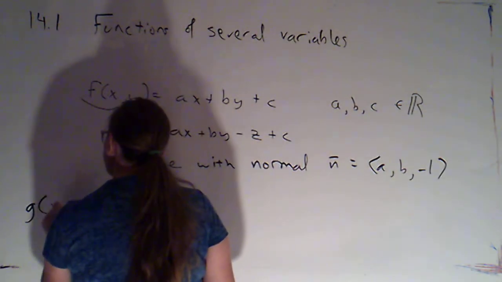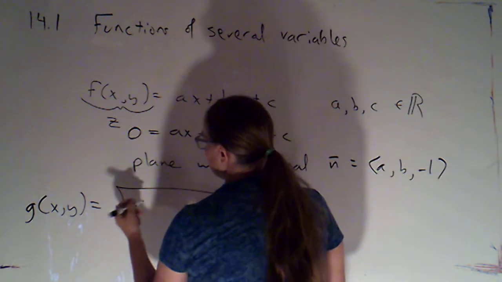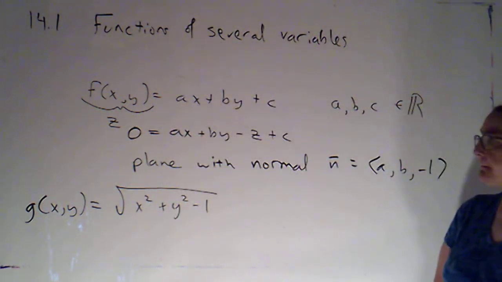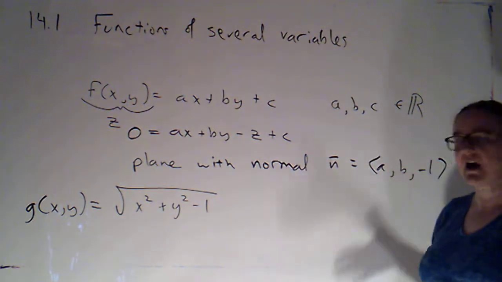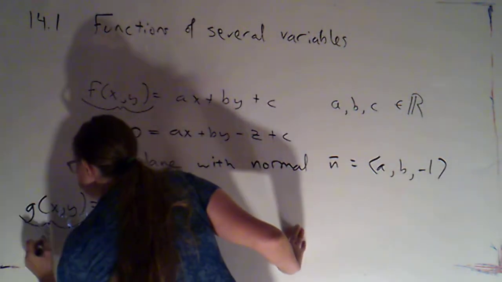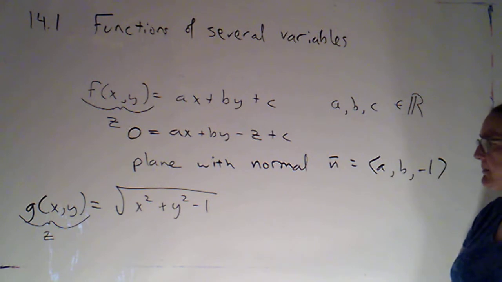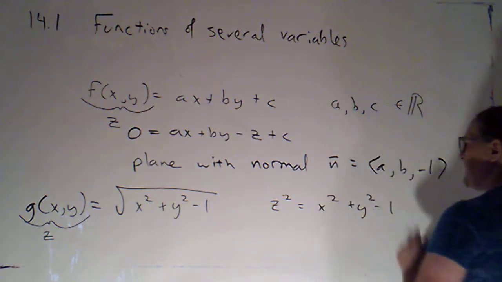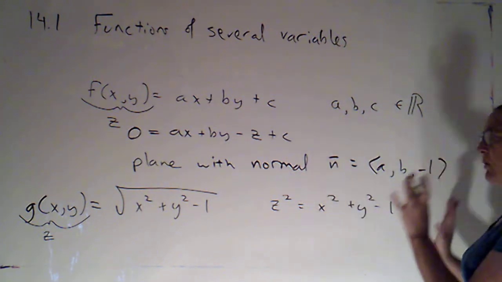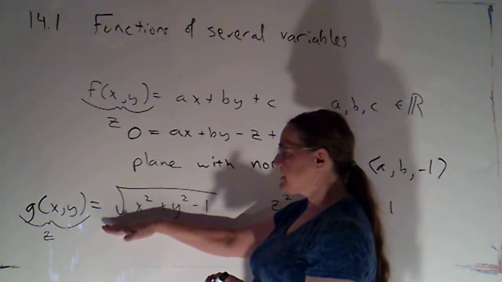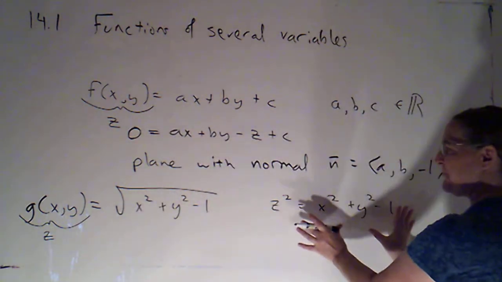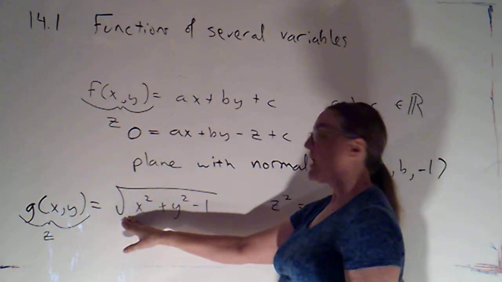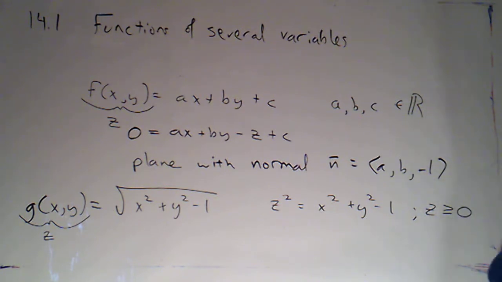I could have something like this. g of x, y is equal to the square root of x squared plus y squared minus 1. Now, at first glance, we may not recognize what that is, but I'm going to just say that this is z, and I'm going to do a little bit of algebra to make this look a little bit more familiar. I can say z squared would be x squared plus y squared minus 1, squaring both sides. Now, when I do that, I need to be very careful, because this put an inherent restriction on z that's not obvious after I square both sides. Since z was the principal square root of something, z was non-negative. So I just need to record that z is not negative.